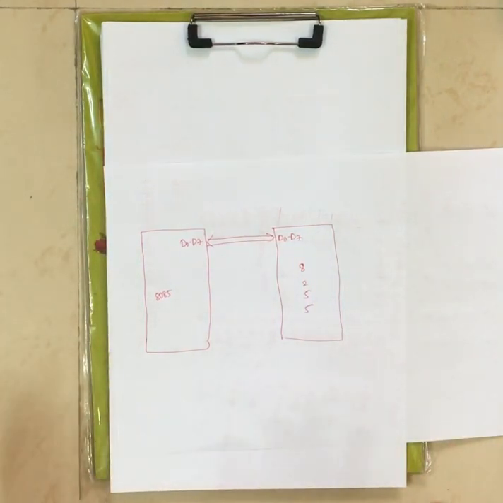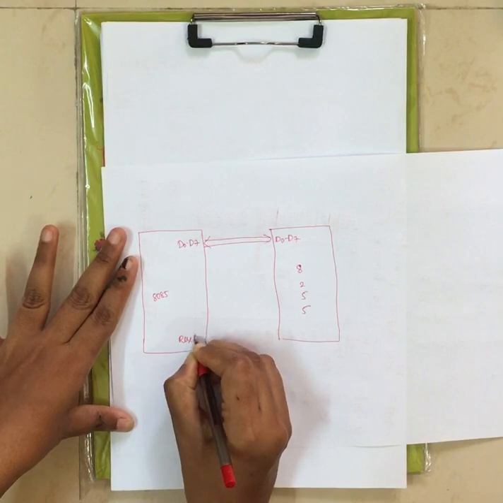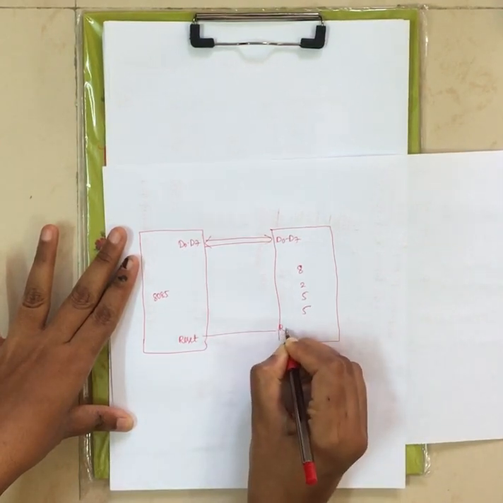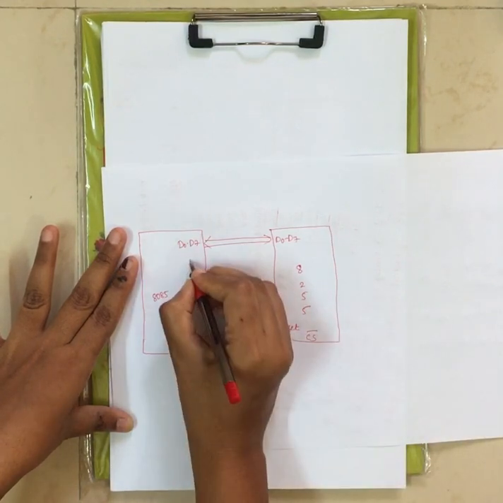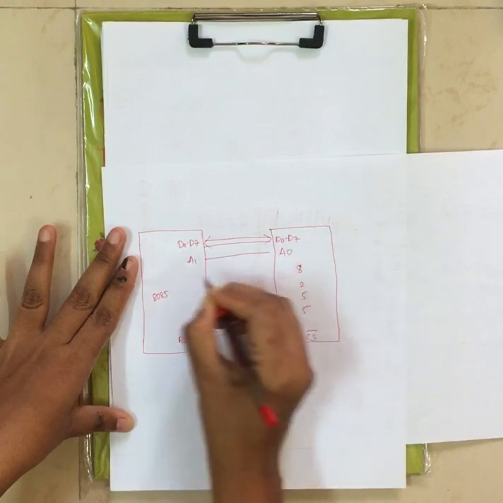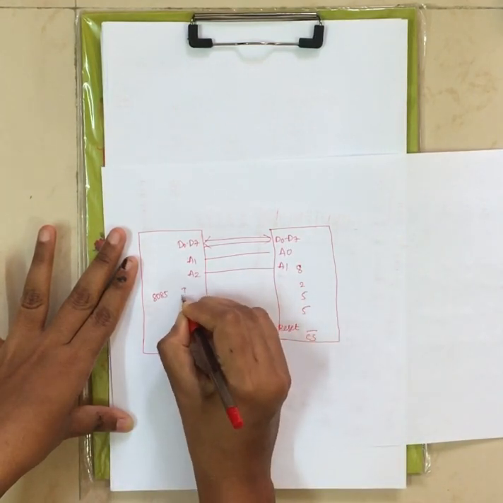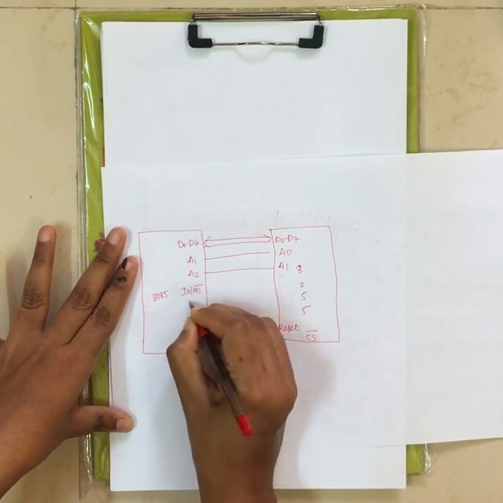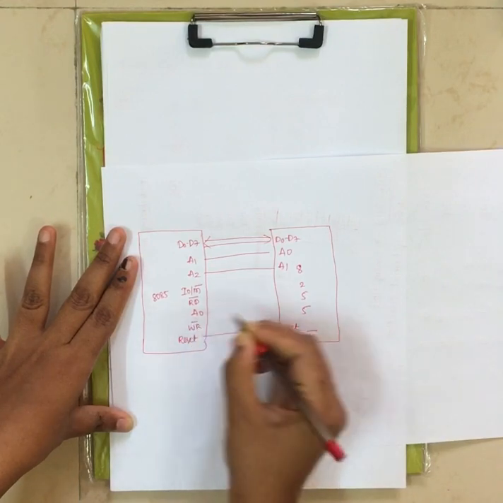Now I am just drawing its interfacing part, anyhow you know it. Next, reset of 8085 is connected to reset of 8255. Now A1 is connected to A0 and A2 is connected to A1. And next you have IO/memory bar, and next you have the RD signal, A0 signal, and WR bar signal.